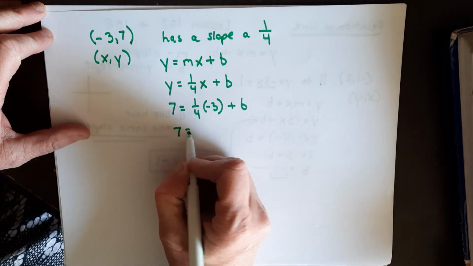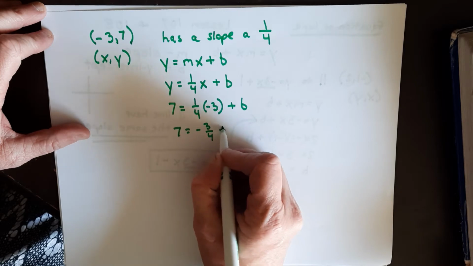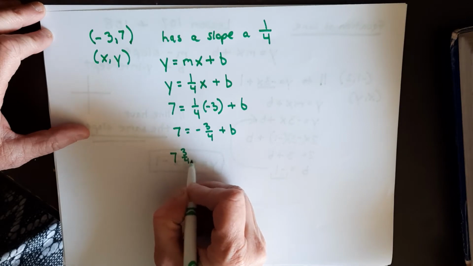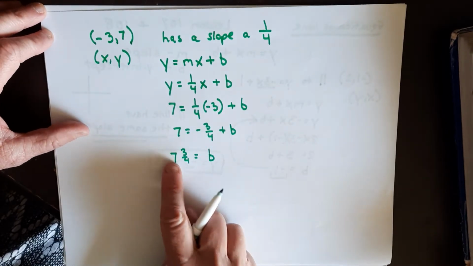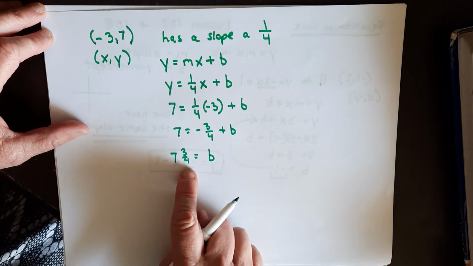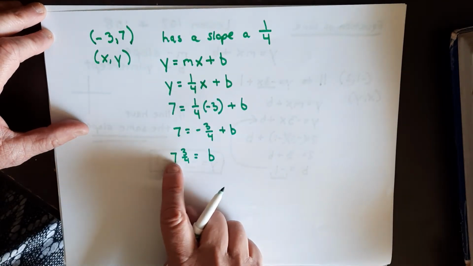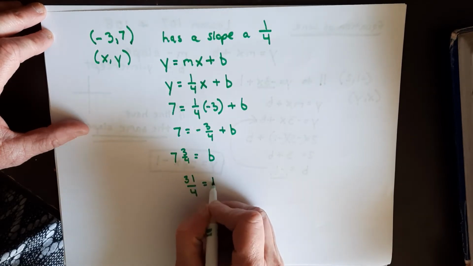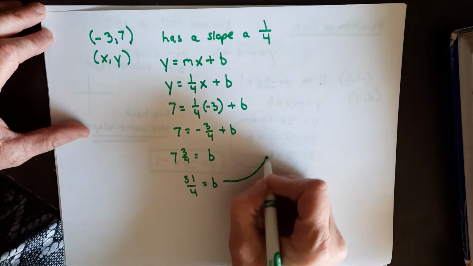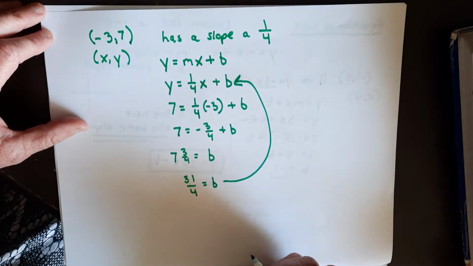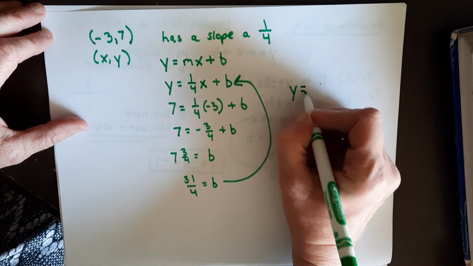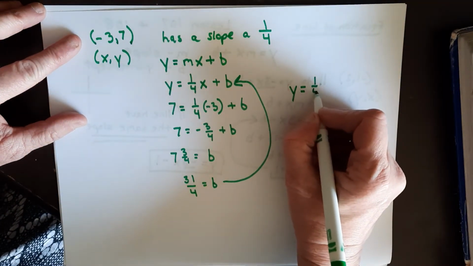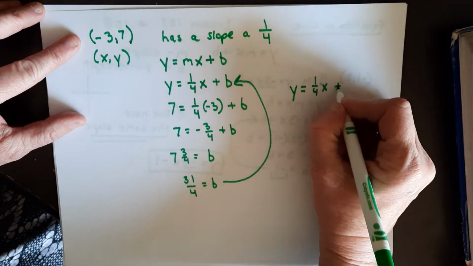So we have 7 equals -3/4 plus b. We're going to add 3/4 to each side, which would give us 7 3/4 equals b. And we're going to rewrite this mixed numeral as an improper fraction, which is generally what they do for a y-intercept. So 7 3/4 equals 31/4. So 31/4 is equal to b. So we're going to put that in this equation for b, which tells us that the equation of our line that goes through (-3, 7) and has a slope of 1/4 is y equals 1/4 x plus 31/4.